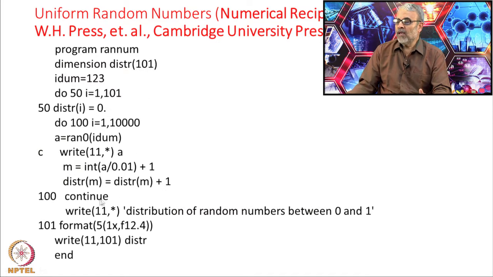of random numbers. After this whole thing is over, it will write in file 11 the distribution of random numbers, and it will write all that array. DISTR is an array now, an array of 101 points. So, when I say write 11 comma 101 DISTR, it will write all the 101 values of that array in file 11. File 11 here I have not given.